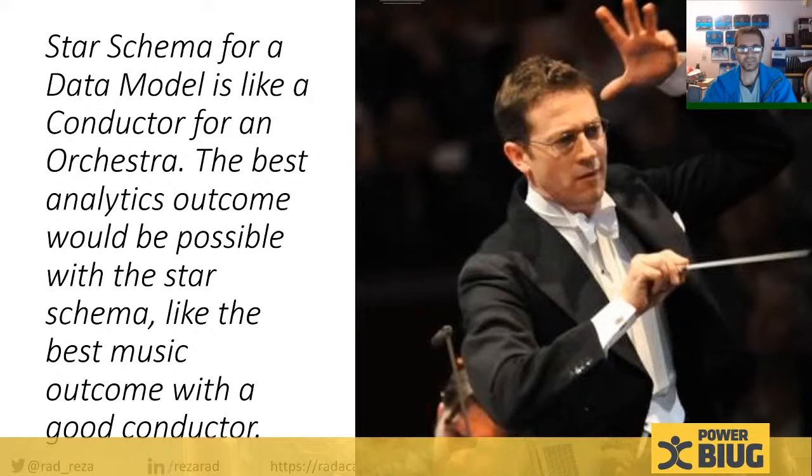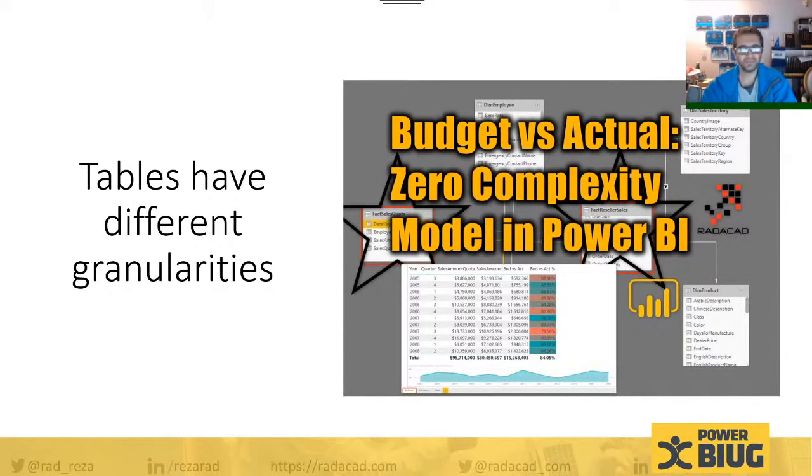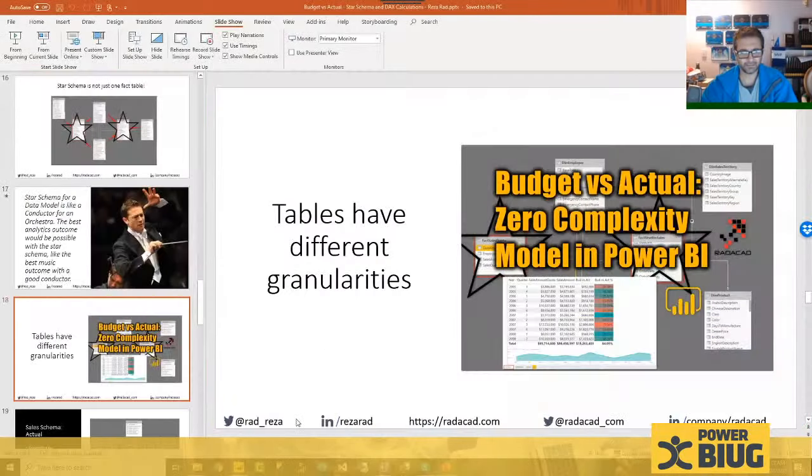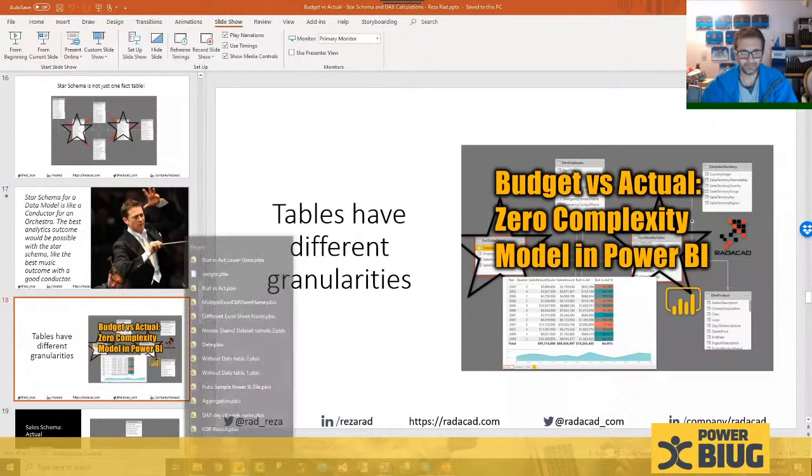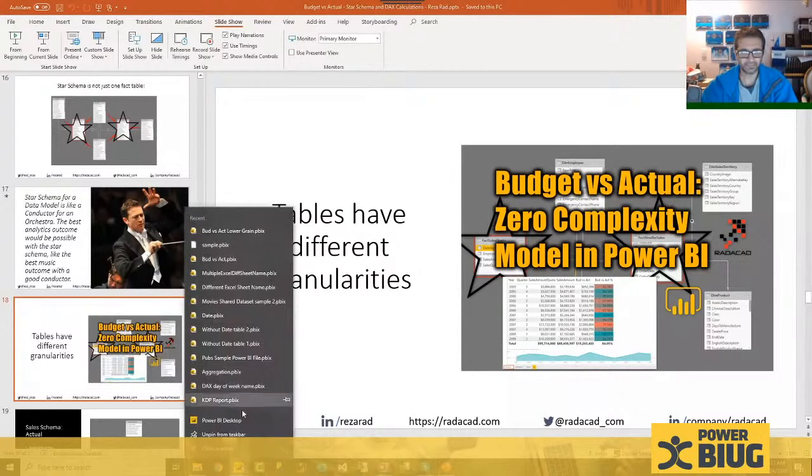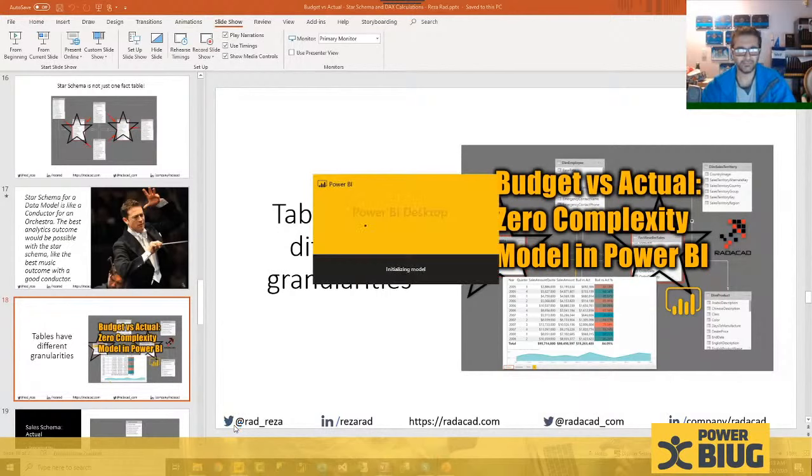Okay, so that was a quick 101 of what the star schema is and how it works. Now let's jump into the main course, which is budget versus actual, and how we build that model. We'll start with the actual model, and then we'll build budgets on top of that, and I'll build that with a Power BI model as we go. So I'll start from scratch to show you how I built this from the beginning.